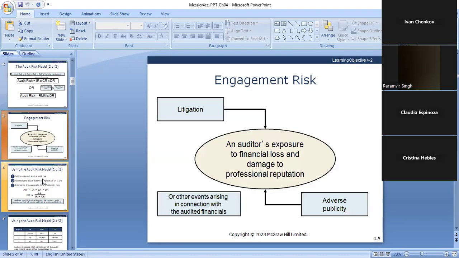Now, engagement risk, another risk here. We're going to have the litigation, then we're going to have the auditor's exposure to financial loss and damage of professional reputation, and we're going to have adverse publicity.